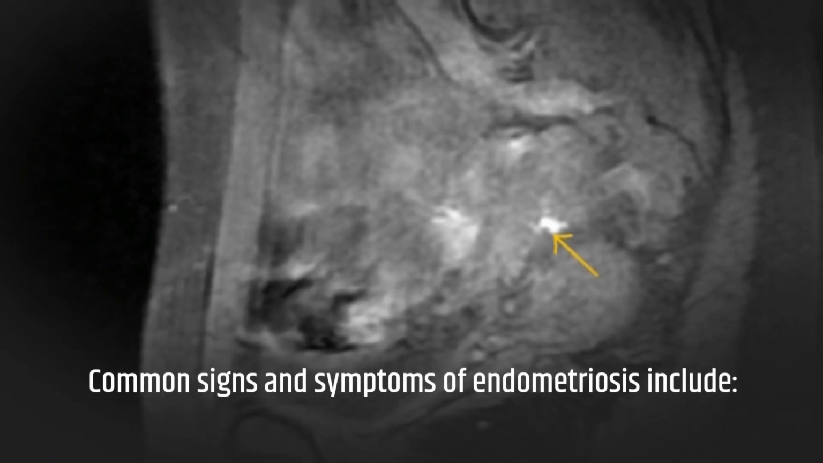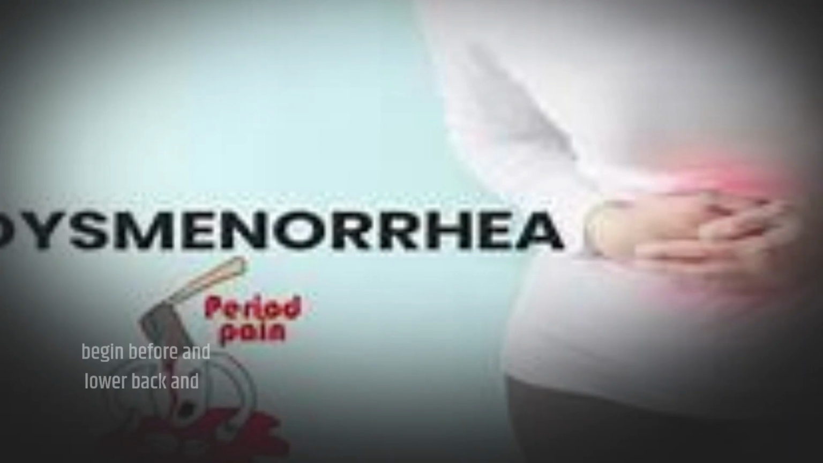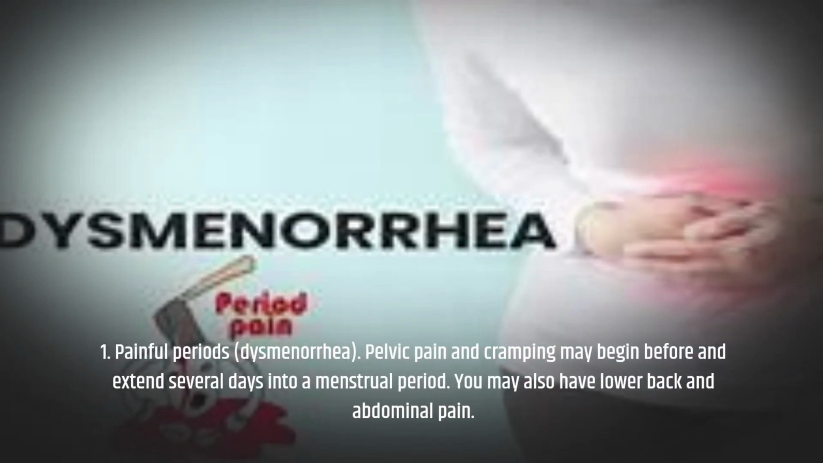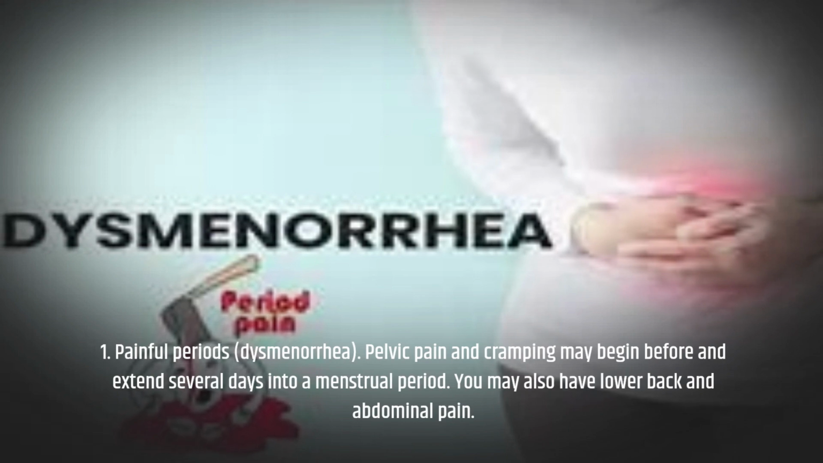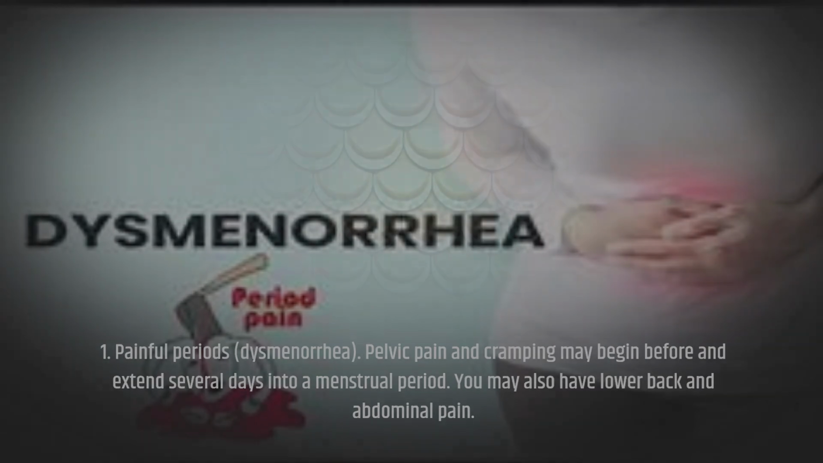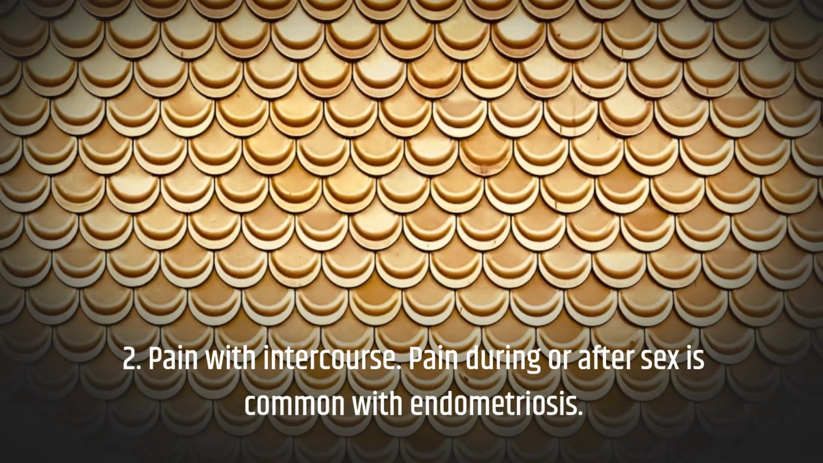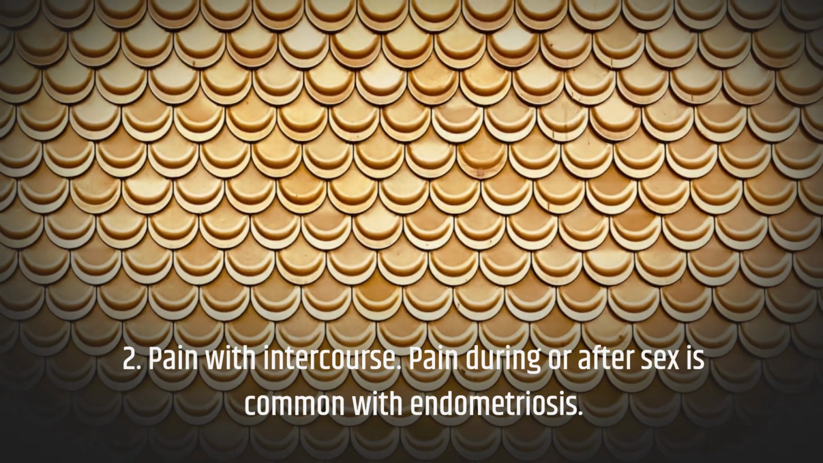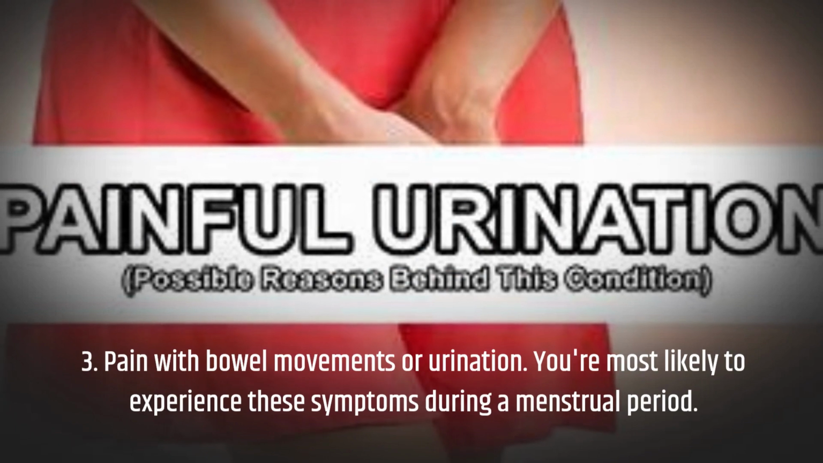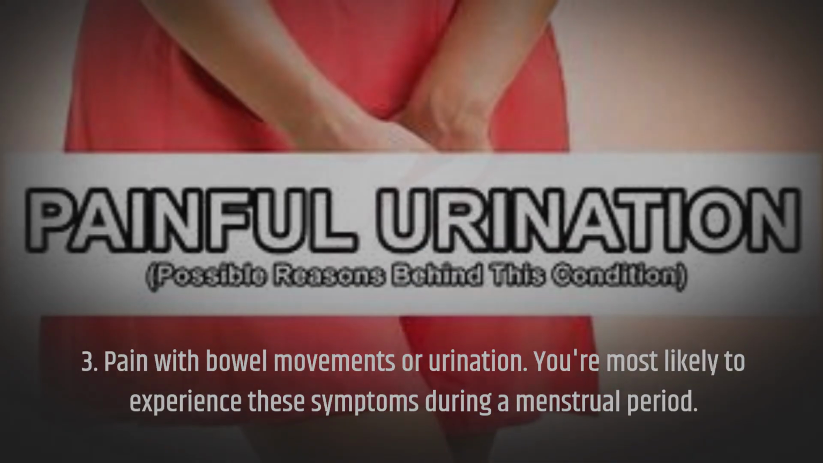Common signs and symptoms of endometriosis include 1. Painful periods, dysmenorrhea. Pelvic pain and cramping may begin before and extend several days into a menstrual period. You may also have lower back and abdominal pain. 2. Pain with intercourse. Pain during or after sex is common with endometriosis. 3. Pain with bowel movements or urination. You're most likely to experience these symptoms during a menstrual period.